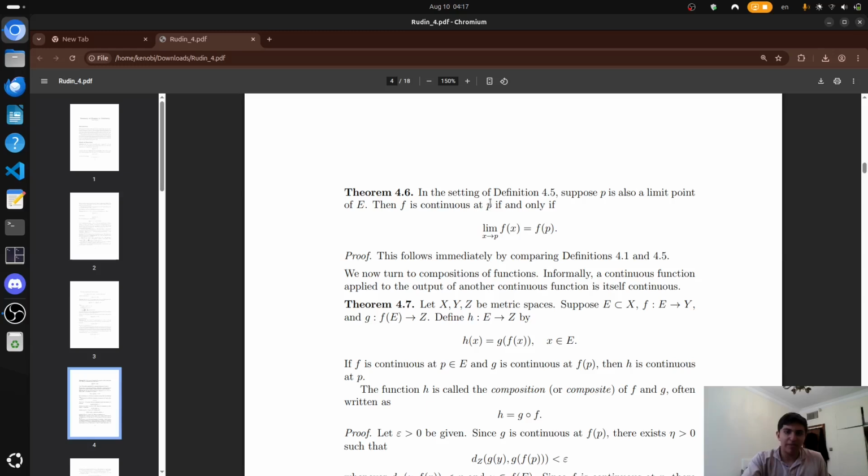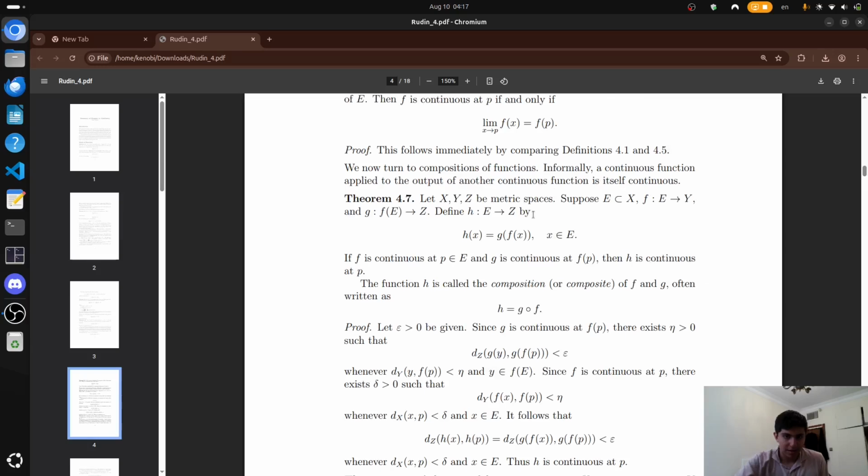In the setting of definition 4.5, suppose p is also a limit point of E. Then f is continuous at p if and only if the limit as x goes to p of f(x) equals f(p). This is what I was talking about earlier. So it's pretty obvious. Just take from previous theorems. Now we have the following theorem.